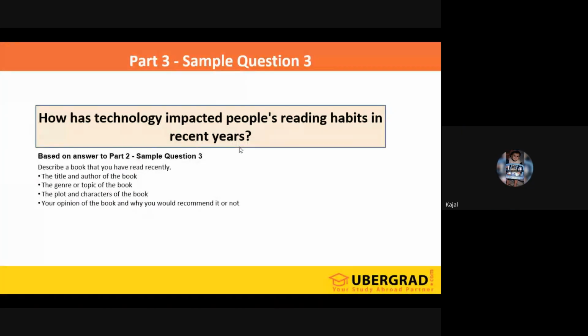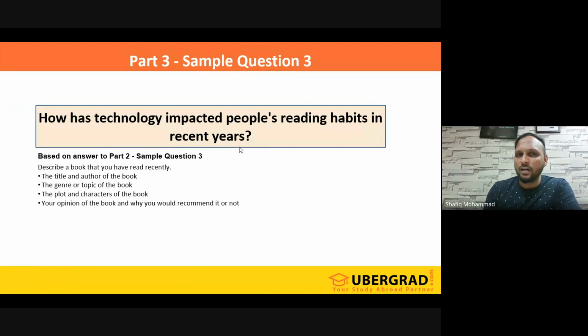Yes, sir. I mostly read from my mobile phone, but I find some difficulty reading on a mobile phone because my eyes are strained so much. So sometimes I prefer reading a book rather than mobile phones.